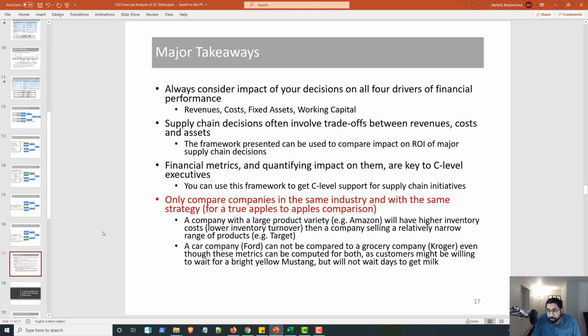But it also depends on how much revenue do these warehouses generate. Let's say you open a warehouse and your fixed assets go up by 10%, but your revenues go up by 20%, then this was a good deal, because your fixed asset turnover actually went higher by opening this warehouse. So it depends on the benefits you get from the increase in fixed assets and costs in terms of revenues, right? But it's not that everything will move in the positive direction.